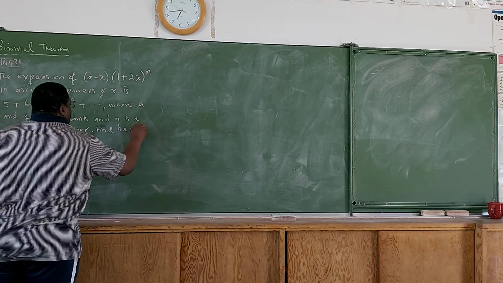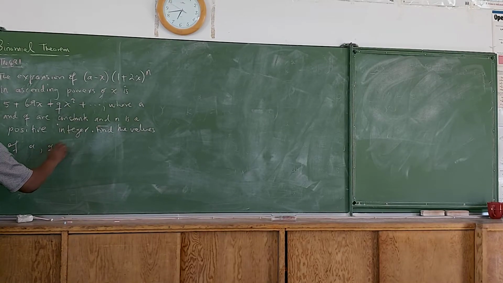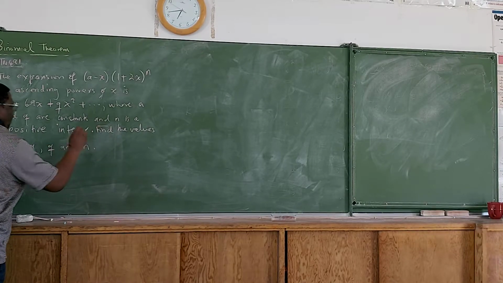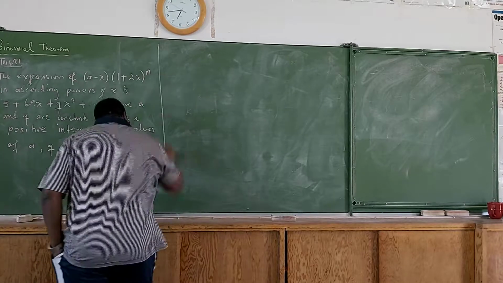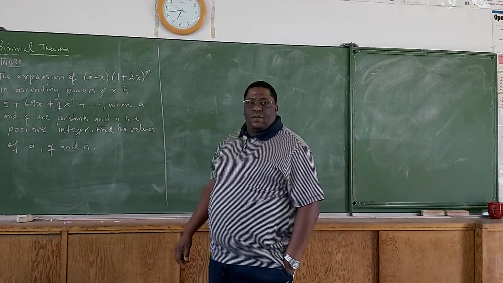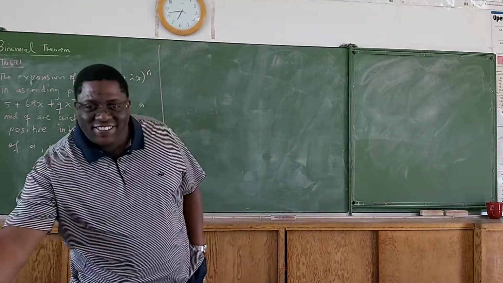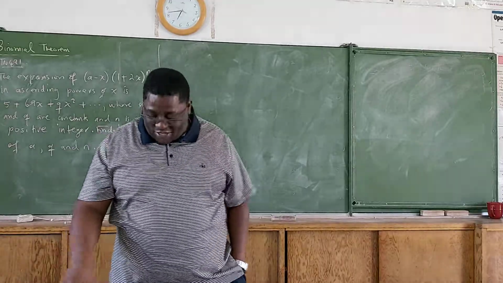Find the values of a, q, and n. It makes sense, because if it's a negative, it doesn't make sense. Okay, we get it, because we know that's how you are thinking, right?